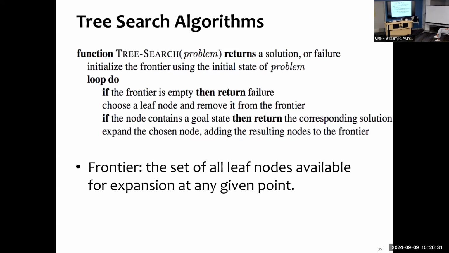So the frontier here is a data structure that is going to represent the set of all leaves or nodes that are available for expansion at any given point. Like, for example, in this case, I am at this given node. What do I have in the frontier? In the start, the frontier is empty. Imagine it's a data structure where you save your elements. At the start, we will put the initial node.